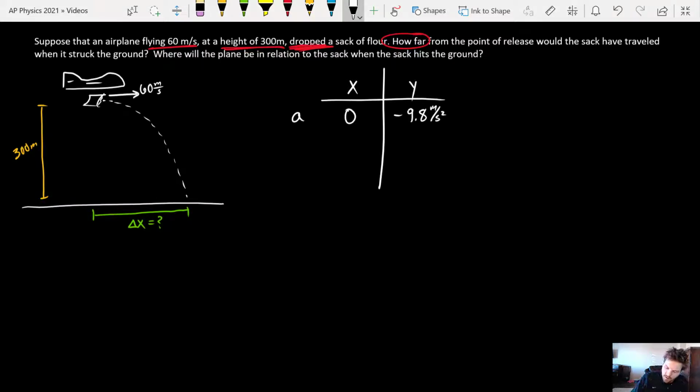Okay. I know displacements. Well, in the X direction, that's what I'm trying to solve for, so I'm going to put a little question mark. In the Y direction, I know this sack of flour fell, so negative 300 meters. And then, let's see, we know initial velocities. In the X direction, this thing was flying at 60 meters per second. So that's what the bag leaves the plane with. And in the Y direction, this was dropped, right? So if it's dropped, that tells me that the initial Y velocity is 0.